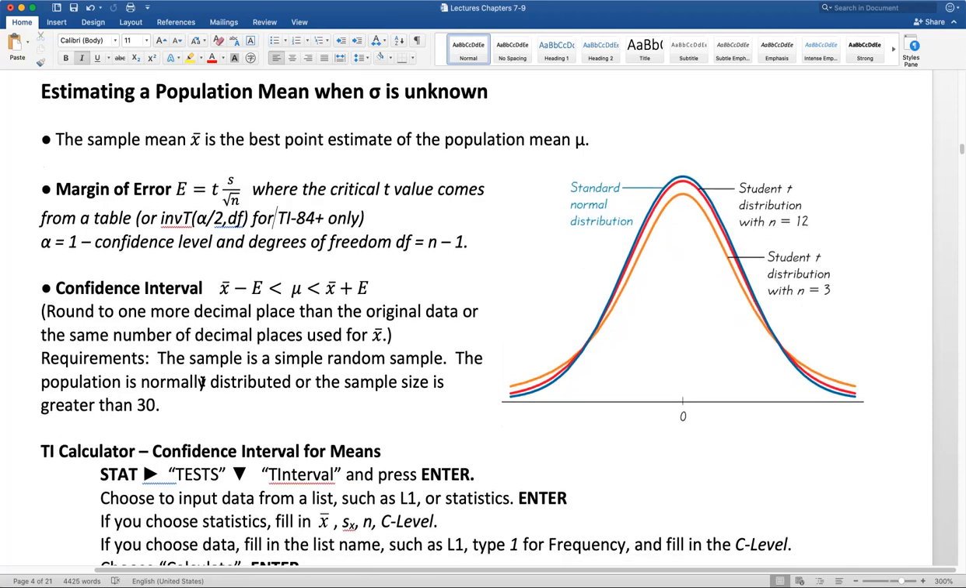Now, to find the critical t value, oh, wait a second. The main difference between 7.1 and 7.2, estimating a population proportion and estimating a population mean when sigma is unknown, is this. To estimate a population proportion, we use the z score, right? But here we use the t score, from the t distribution.